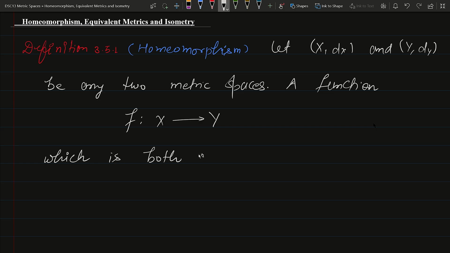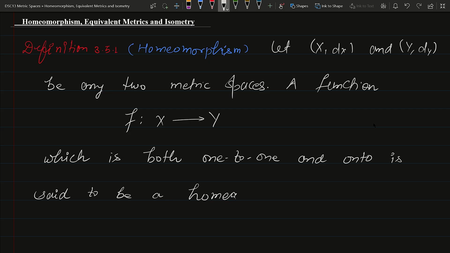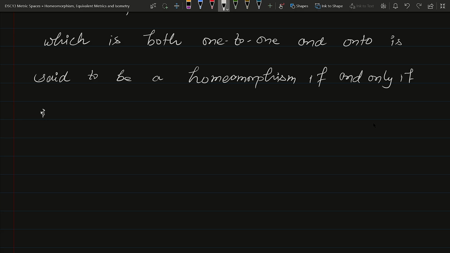which is both one-to-one and onto, is said to be a homeomorphism if and only if, first, the mapping f defined from X to Y is continuous.